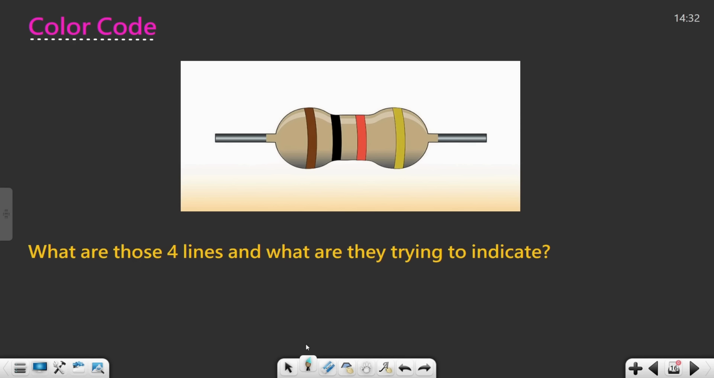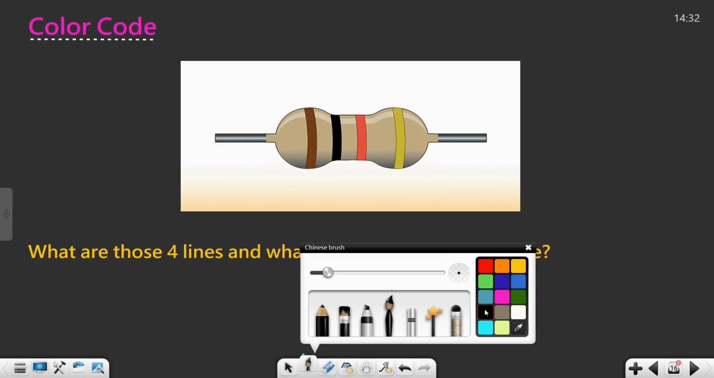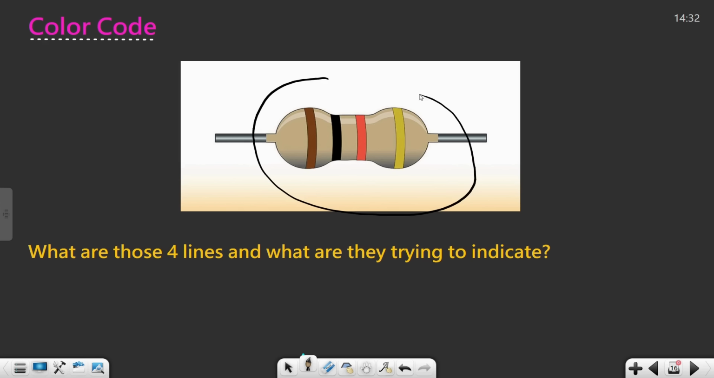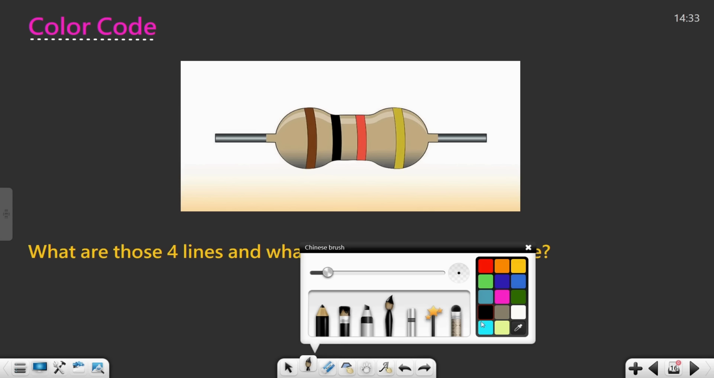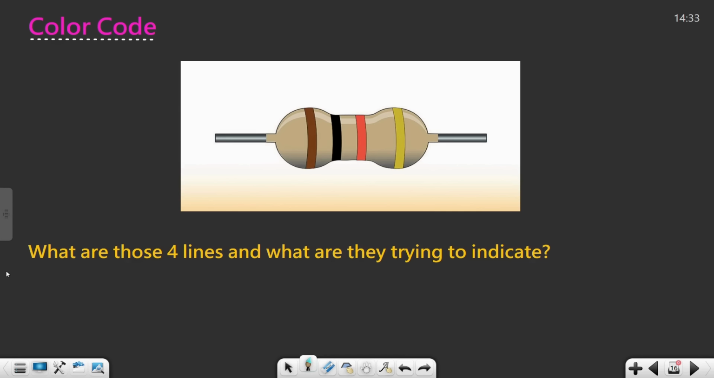Okay, so as you can see over here, this is how a resistor looks like. The most important thing that you should notice over here is this. You see these are 4 lines. 1, 2, 3 and 4 lines. So what are those 4 lines and what are they trying to indicate? So this is what we need to find out. Let me just tell you that these 4 lines are nothing but these 4 bands. So we call it as bands, not lines.